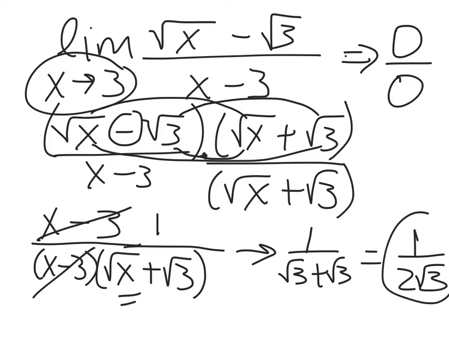1 over 2 square root of 3, and that's fine to leave your answer in that form. Up to this point, you've probably always been told, rationalize the denominator. Well, you can if you want, but I would accept this form. Okay? Questions there?